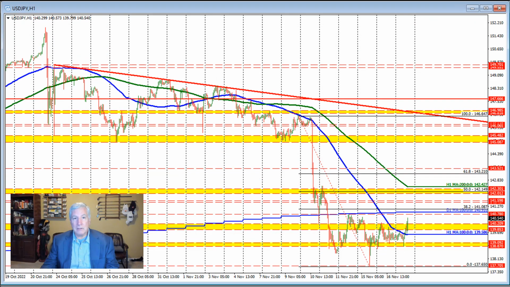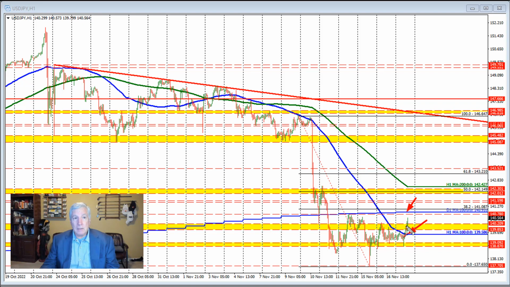Let's take a look at the dollar versus yen. If we look at this currency pair, what do we see in trading today? We see the price moving above its 100-hour moving average, the blue line in this chart. The price moved to the upside with increased momentum, getting above this swing area through here, but falling short of the 100-day moving average up through here.